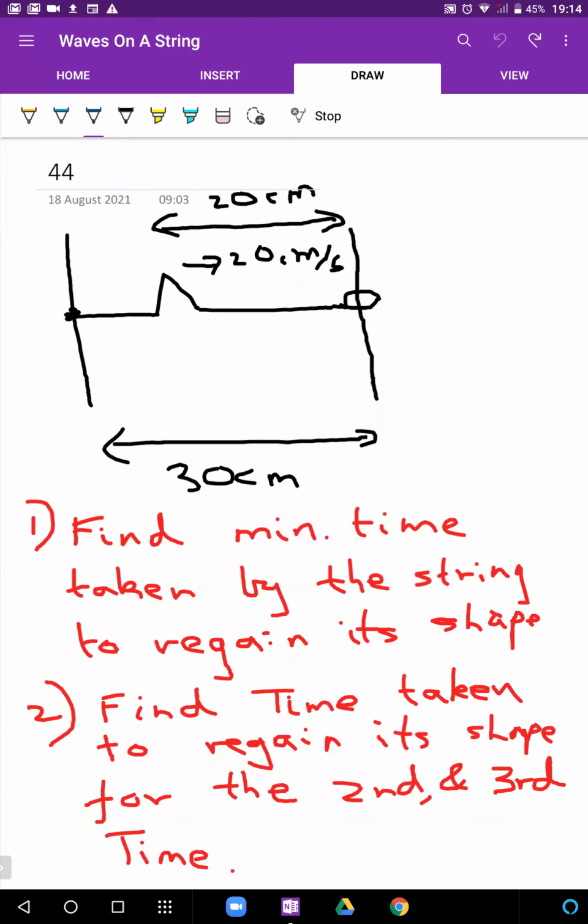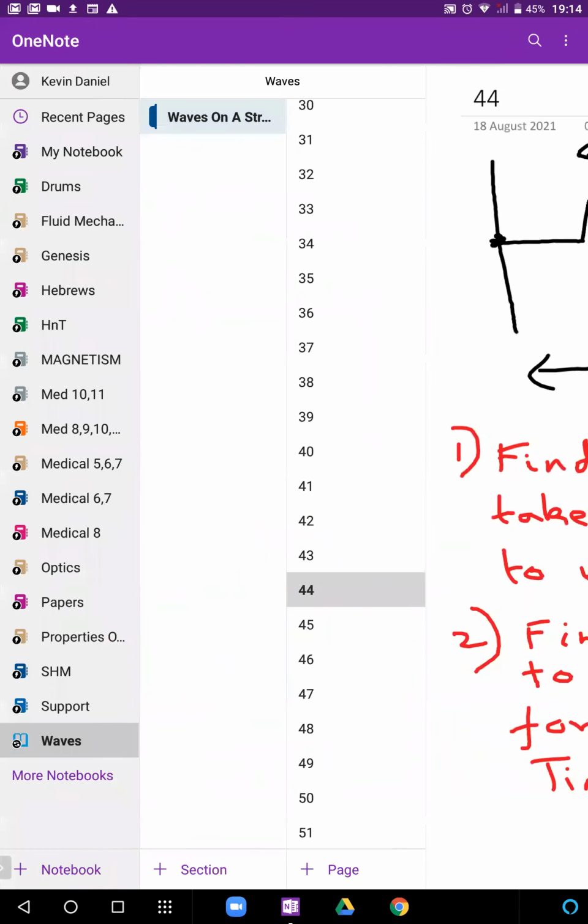We wanted to find the minimum time taken by the string to regain its shape. So that's like the first time it regains its shape. And then the second and third time it again regains its shape. Shape of the string has to be regained, not just the pulse. I'm not waiting for the pulse to be upright again. I want the string to be the exact same shape. So I need an upright pulse at the exact same position again, not a different position. When that happens, we'll say the string has exactly regained its shape.